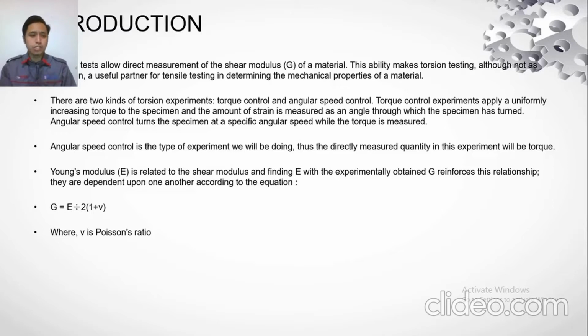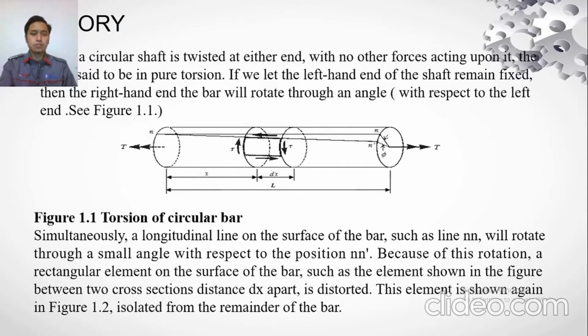Young's modulus, which is E, is related to the shear modulus, and finding E with the experimentally obtained G reinforces this relationship. They are dependent upon one another according to the equation G equals E divided by 2 bracket 1 plus v, whereas v is Poisson's ratio. Okay, next we go to theory.